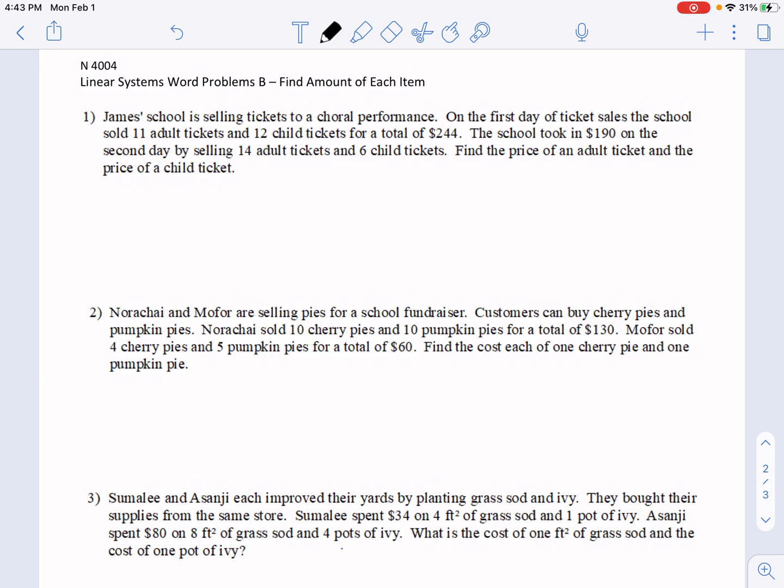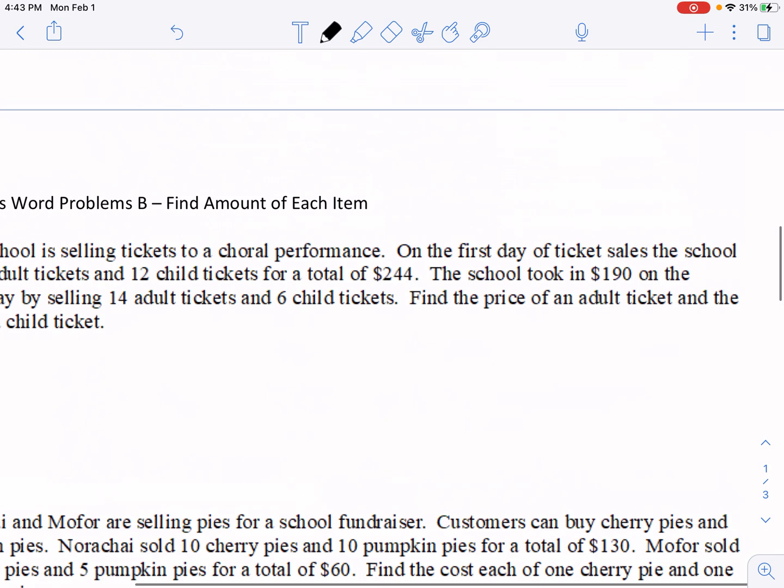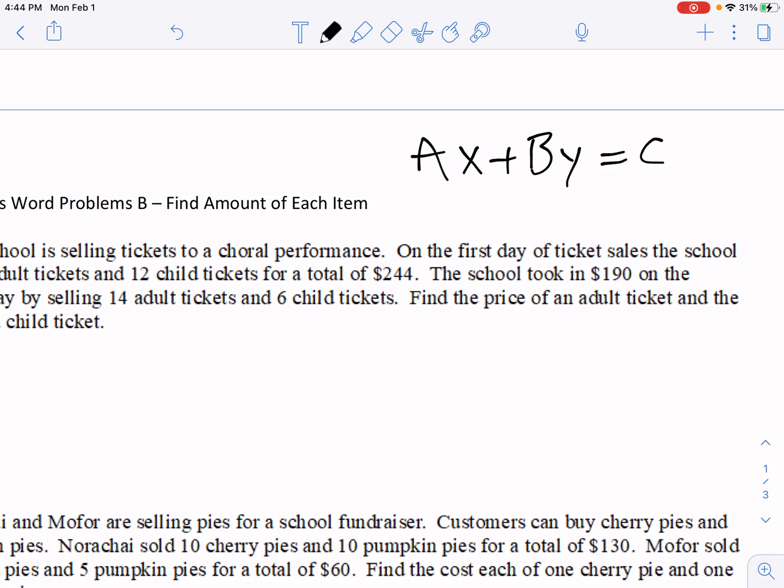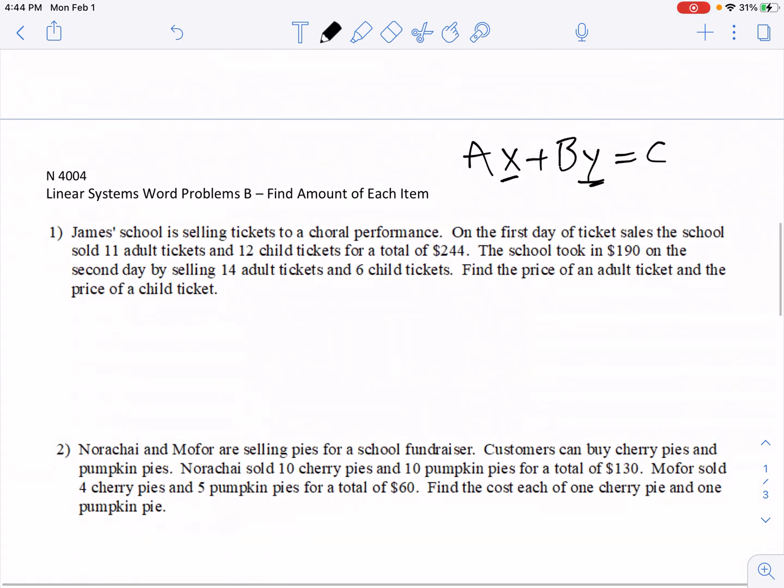Okay, so what we really have here is two situations. And what you're going to find with these word problems is that we're going to structure our equations in standard form, ax plus by equals c, where x and y are going to represent the total number or the cost of each item depending on the situation. In this situation, x and y are going to represent the price of our adult ticket and the price of our child ticket.